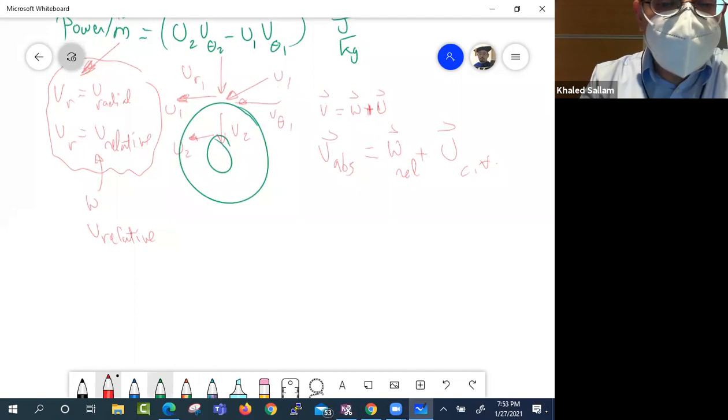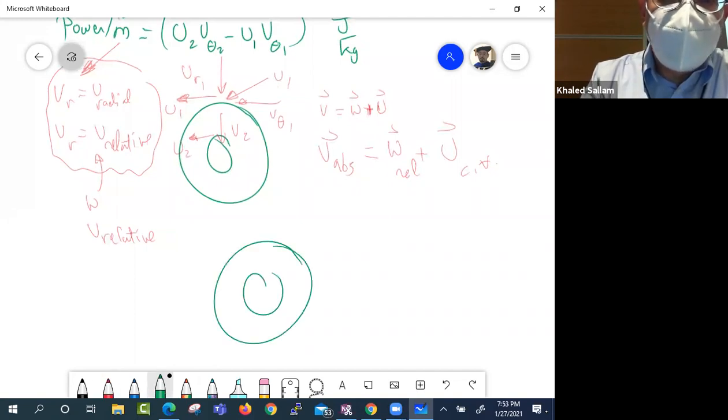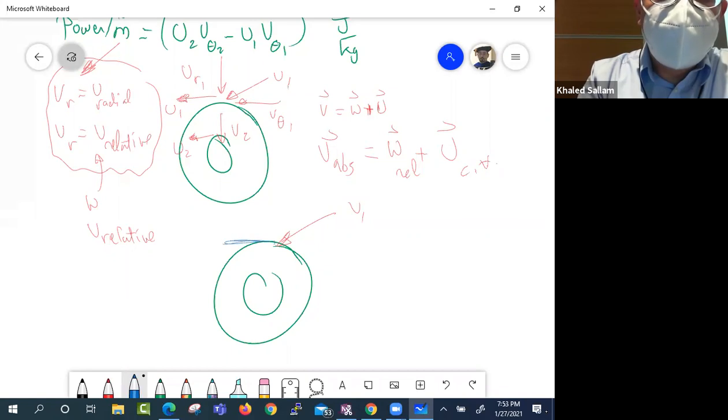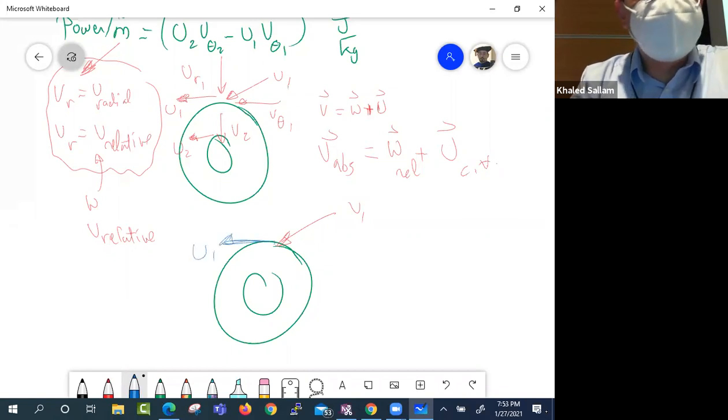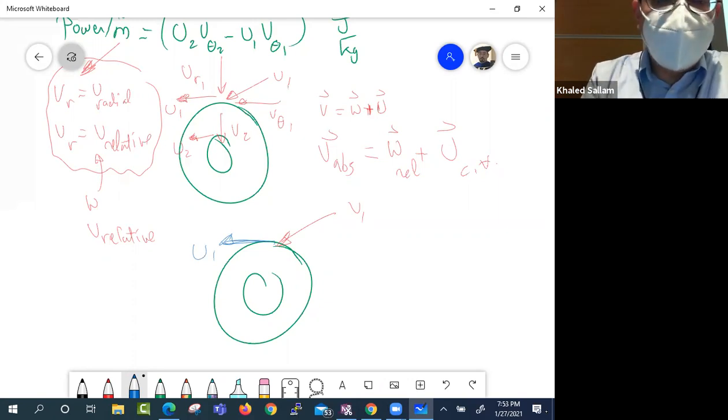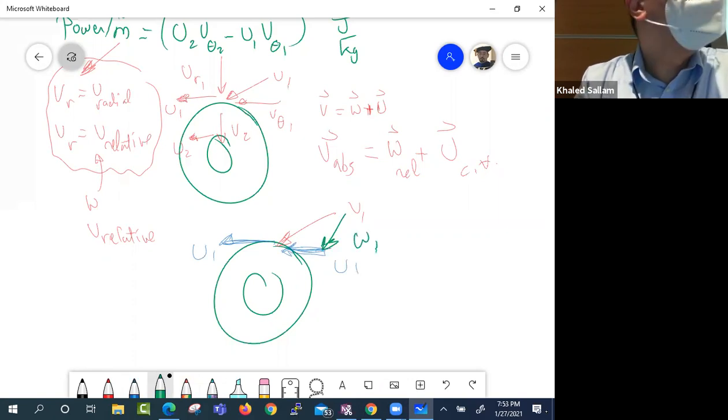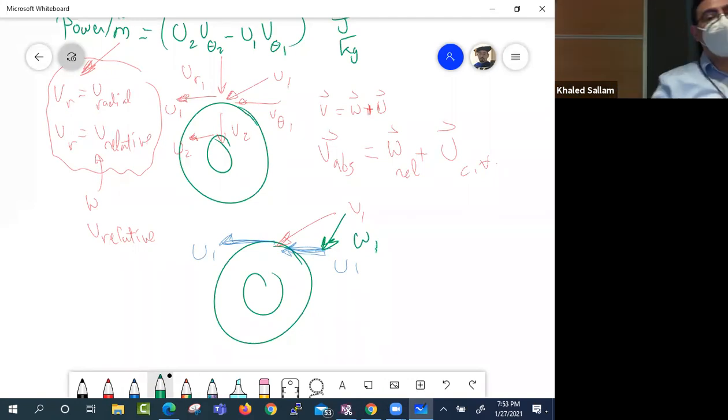Okay, so in that sketch in front of us, when V1 was like this, and you have U like this, where is W, the relative velocity? When you add it to U, you should get V. So how do you do this? Well, if we make U here be U1, then that would be W1, because W plus U equals V.